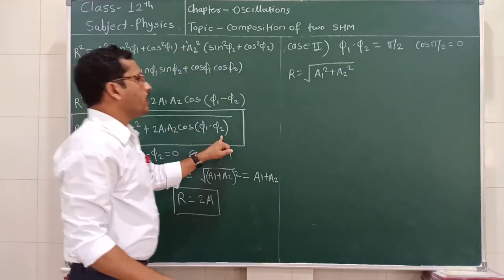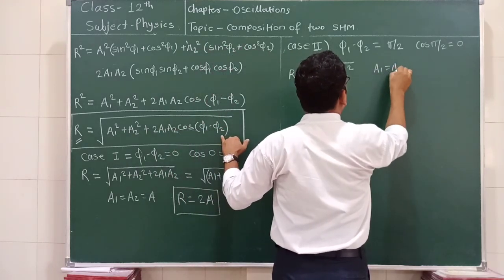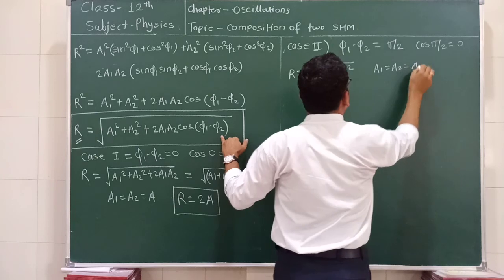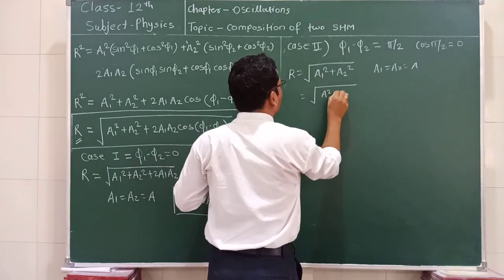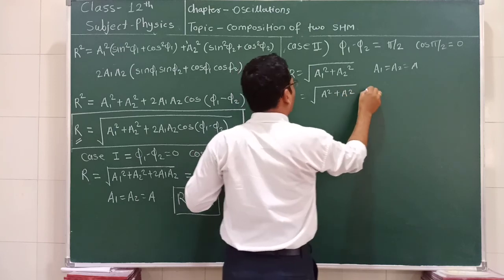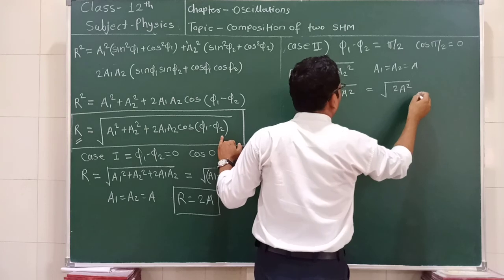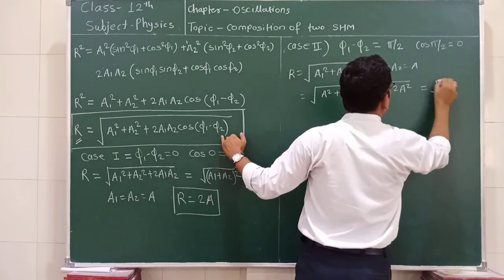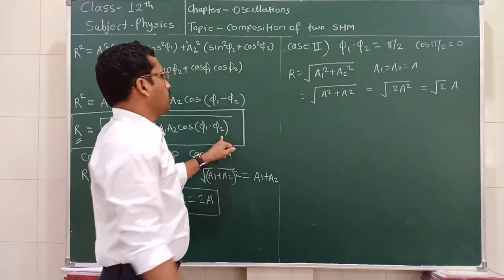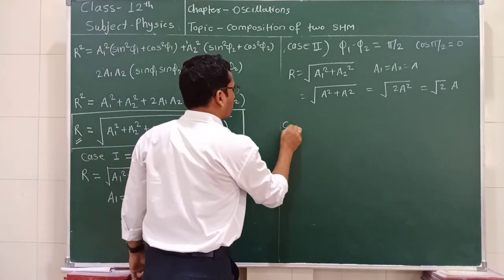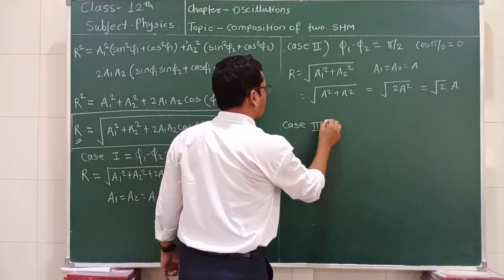Okay. Now if we keep another condition, A1 is equal to A2 is equal to A, so we can write here under root A square plus A square, which is equal to under root twice A square, which is nothing but under root 2 into A. Okay. Now we are moving towards case 3.